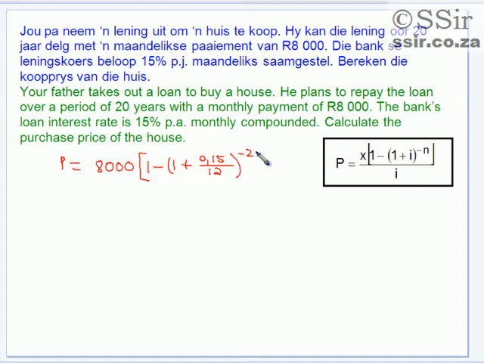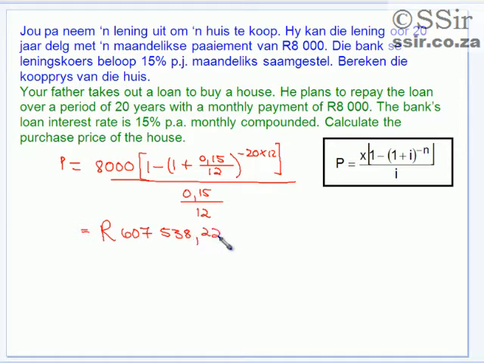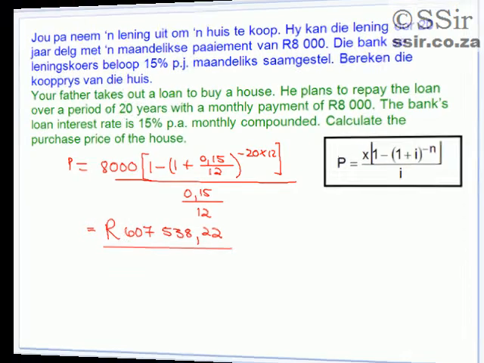And the number of payments or number of calculations that needs to be done is 20 years and 12 payments each year. And all of this we divide by the monthly interest rate, which is the annual interest divided by 12. And this gives me an amount of 607,538 Rand and 22 cents.